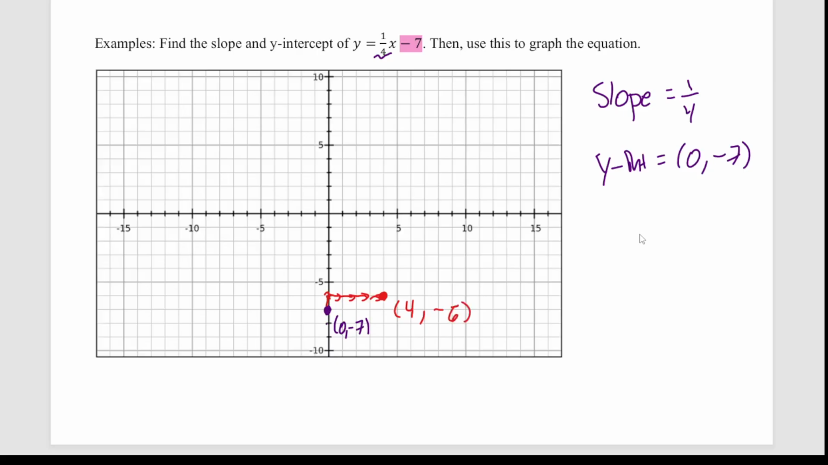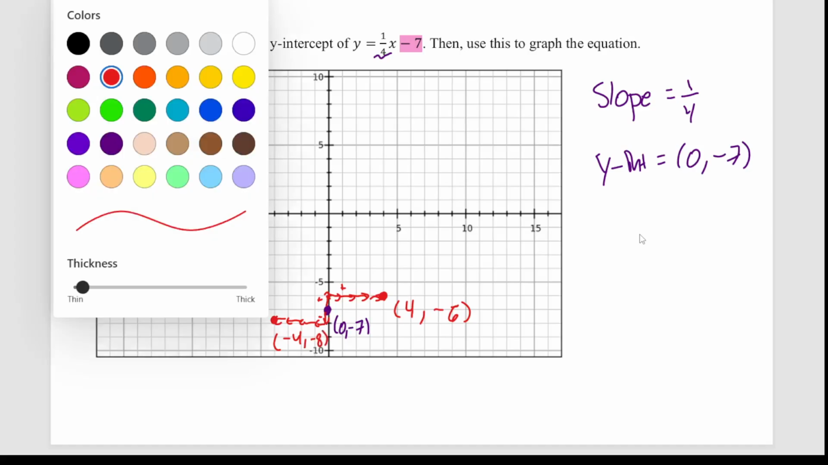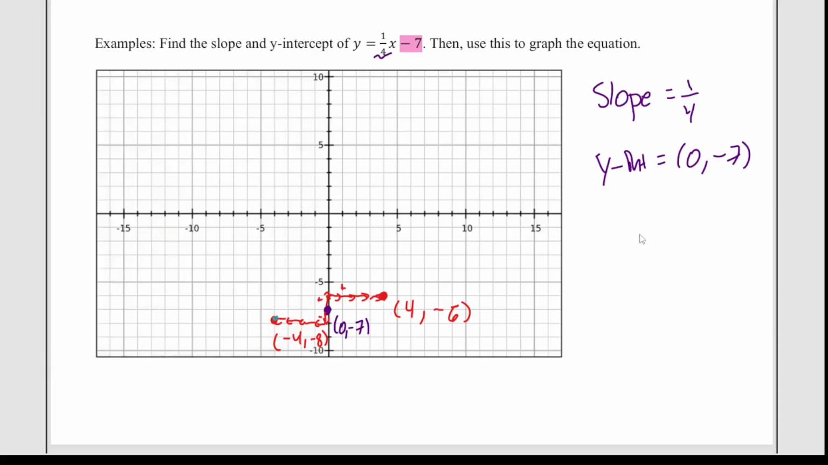negative 6. Alternatively, instead of moving positive, positive, we could move negative, negative. So we could move down 1, over 1, 2, 3, 4 in the negative direction to alternatively get a point negative 4, negative 8. Either way, what we've just confirmed is at least two other points on the line. And then we want to do a quick sanity check. Does it indeed look like that's my y-intercept?